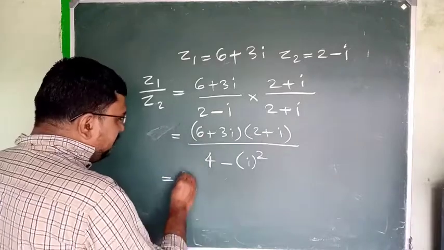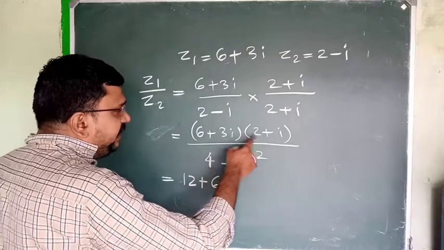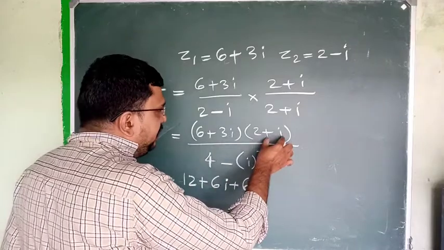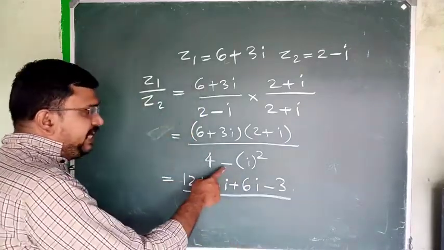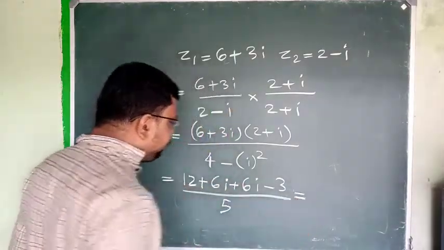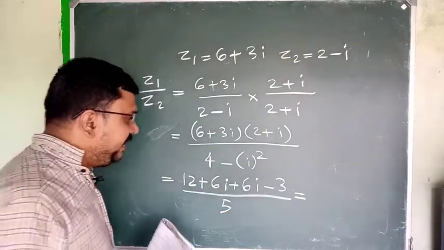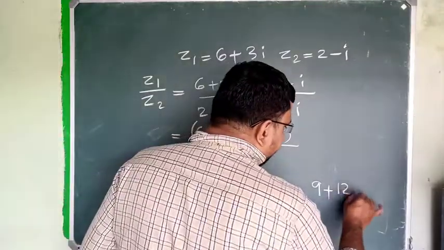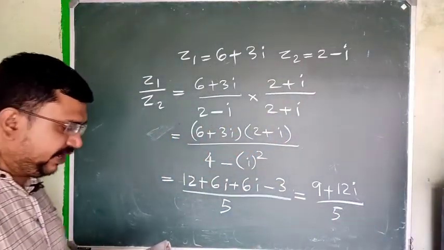Therefore, that is equal to 6 into 2 plus i, which is 12 plus 6i. Next, 3i into 2 is 6i. 3i into i is minus 3, divided by 4 minus of minus 1, which is 5. Therefore, the final answer is 12 minus 3 is 9, 9 plus 12i divided by 5. That is the final answer.